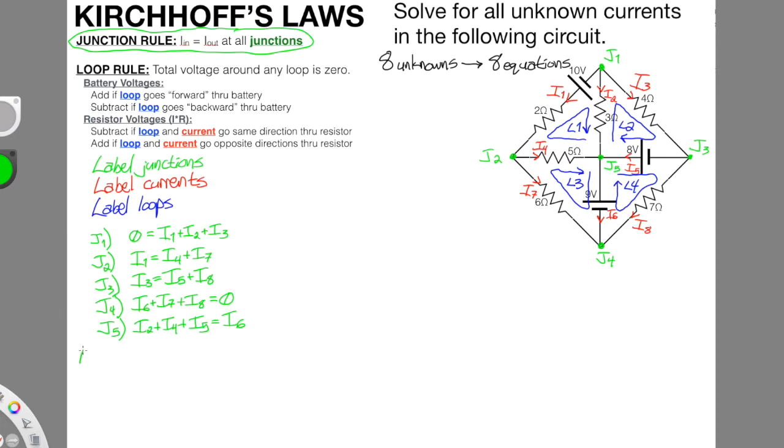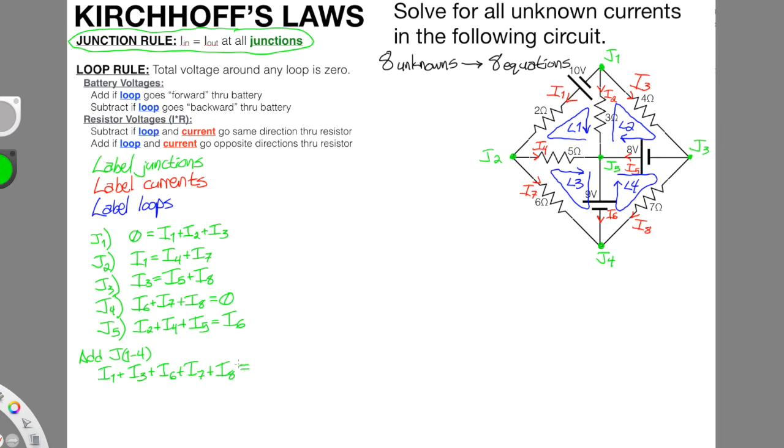So to check that, I'm going to add junction equations 1 through 4 together. So I'm going to add up all of the left-hand sides and add up all of the right-hand sides. On the left-hand sides, there's I1 from junction equation 2, I3 from junction equation 3, and I6, I7, and I8 from junction equation 4.